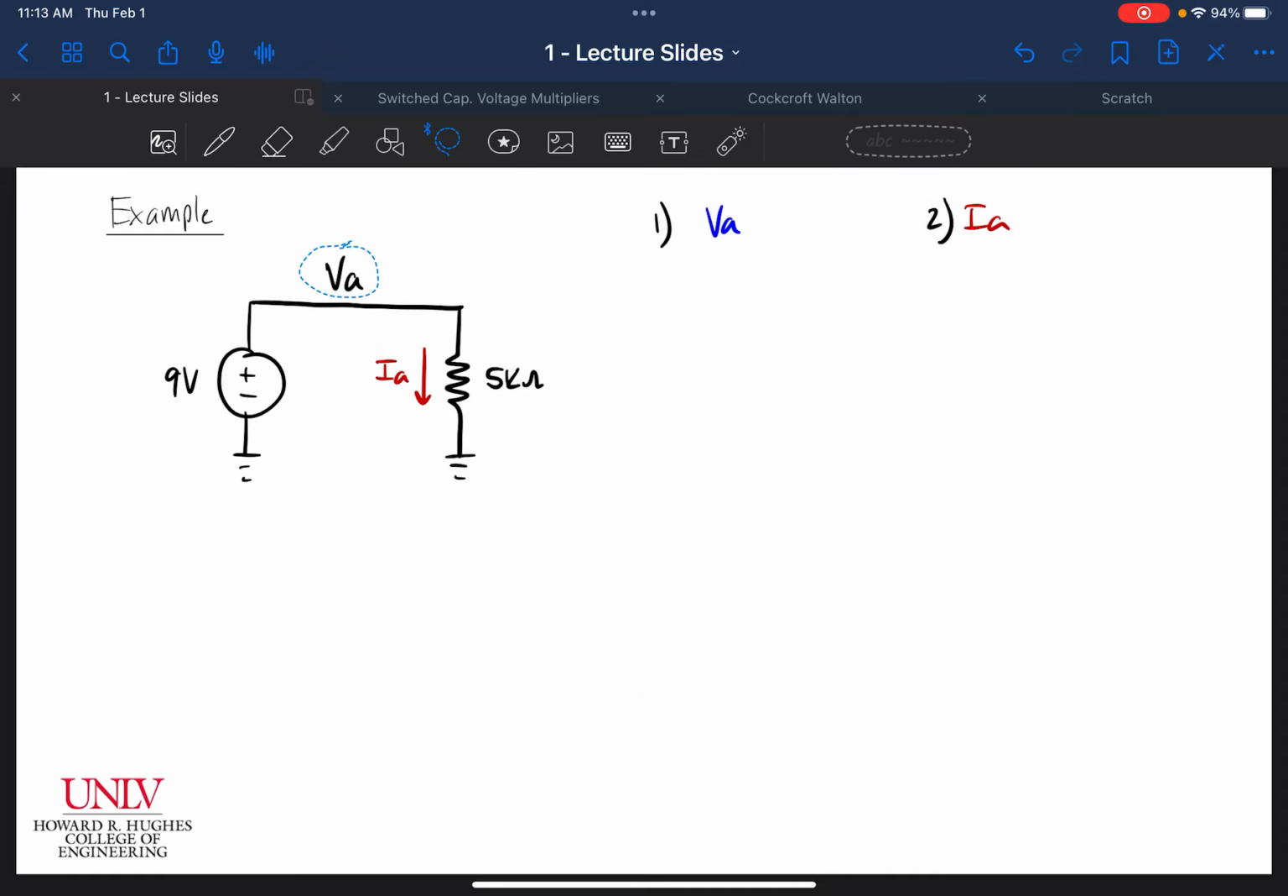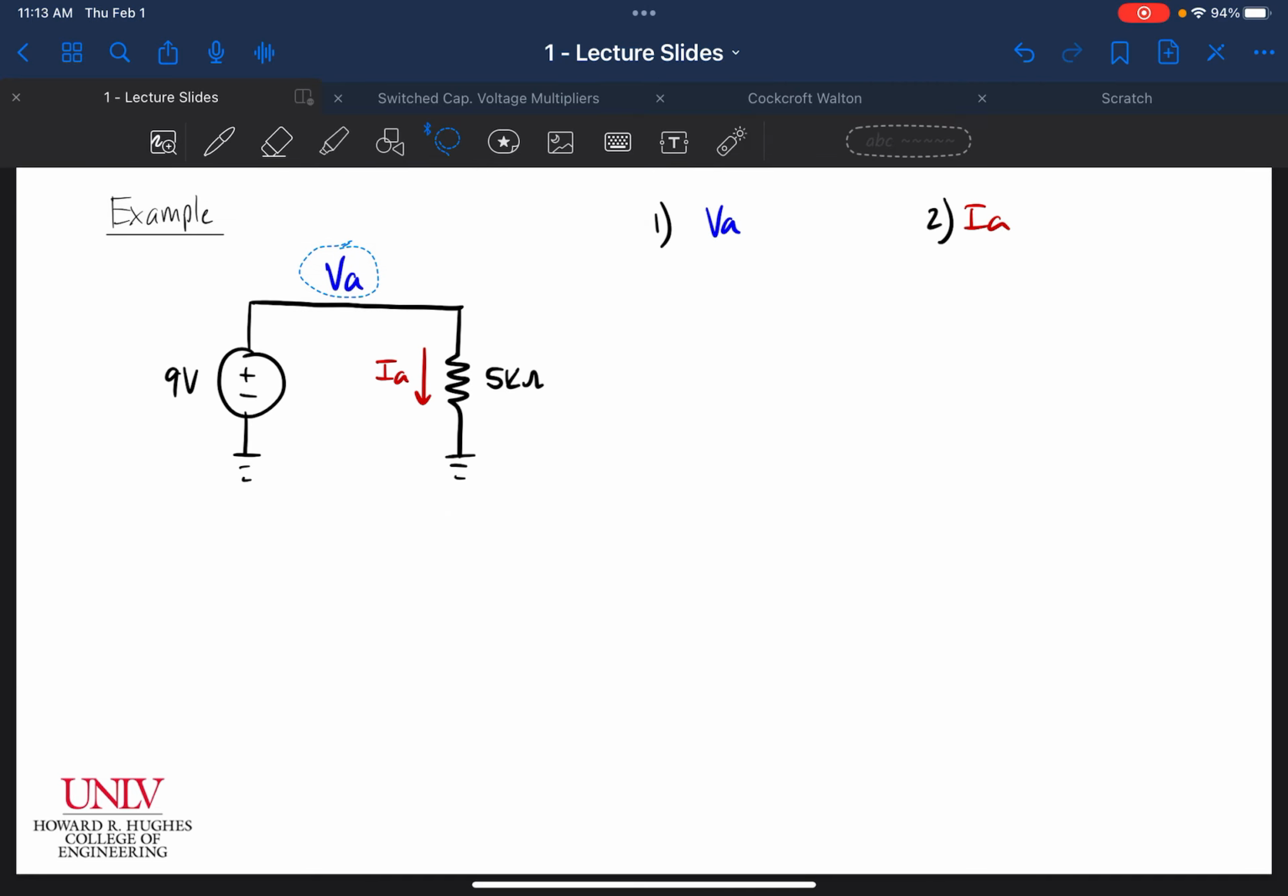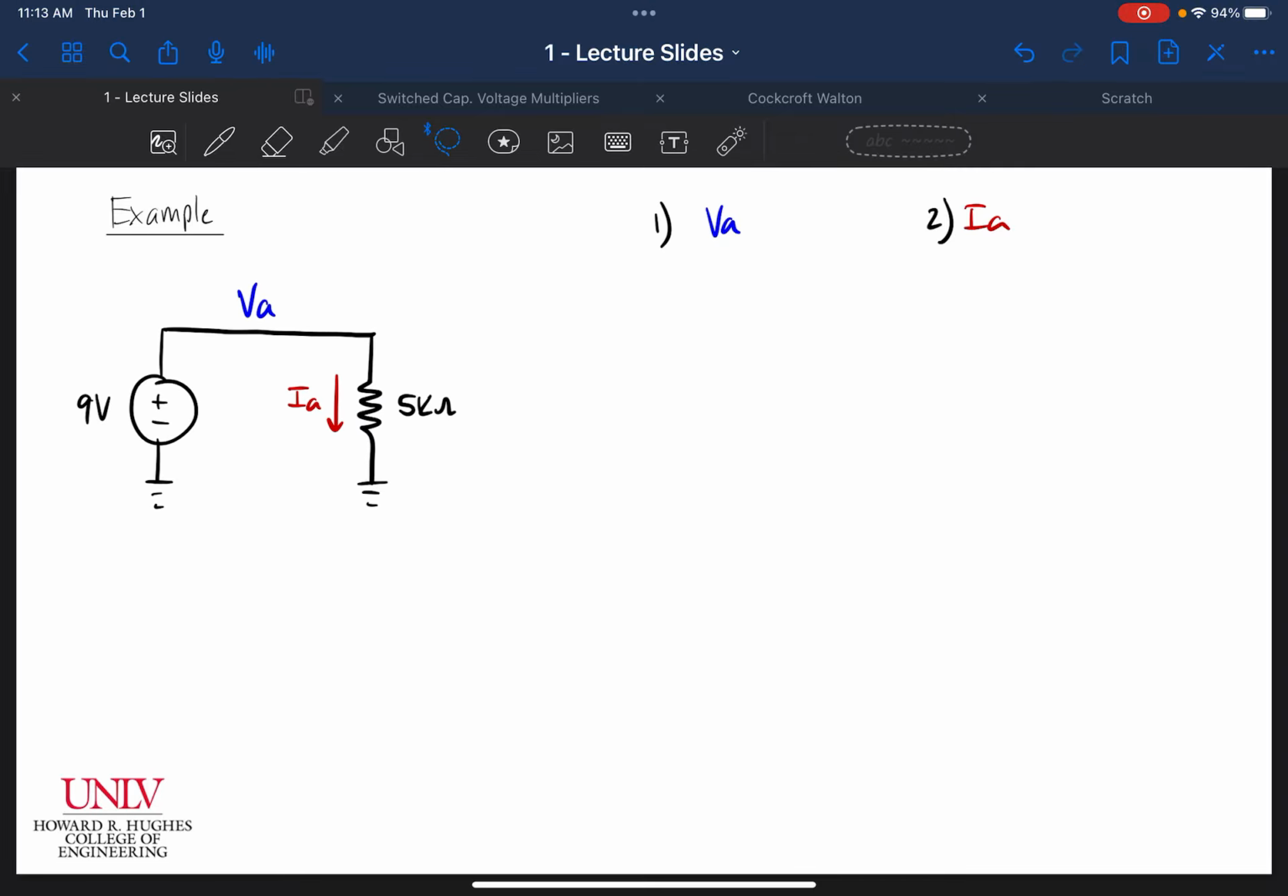Let me do the voltage in blue, because I like to keep my voltages in blue and my currents in red. It really helps me a lot when I'm solving problems to have these things color coded, so that when I'm looking at the circuit, if I see blue, I know I'm looking at voltages, and if I see red, I know I'm looking at currents. Sometimes I'll forget, but I do this when I do my own homework. It just keeps it clear in my head.